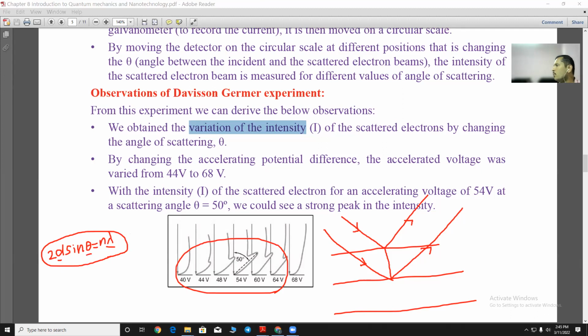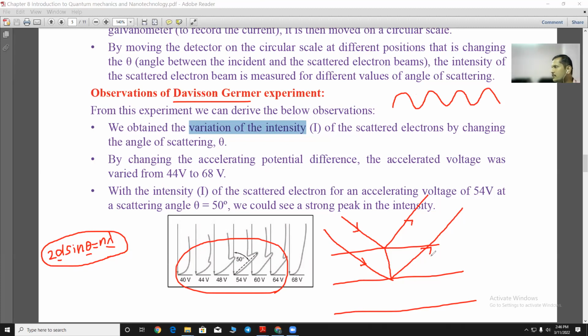Means whatever the results we got from the light or wave related experiment, the same results we are getting from the particle experiment also. And that's why this Davisson Germer experiment proves the nature of particle as a wave. Okay, means we are saying that particle is moving in terms of waves, or you can call it as a matter wave. Is it clear?